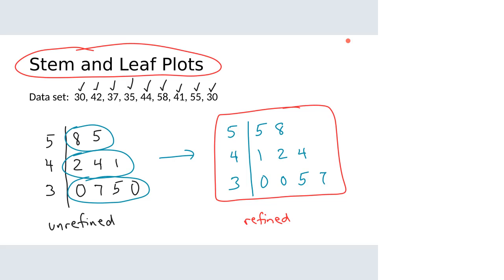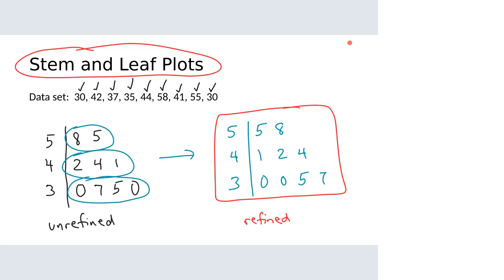Something a stem and leaf plot does that's kind of nice is it makes a sort of horizontal bar graph for us where we can see there's more 30s than anything else. We don't use a whole lot of horizontal bar graphs in our course, but embedded in a stem and leaf plot is a horizontal bar graph that makes it easy to see at a glance there's more 30s than anything else.